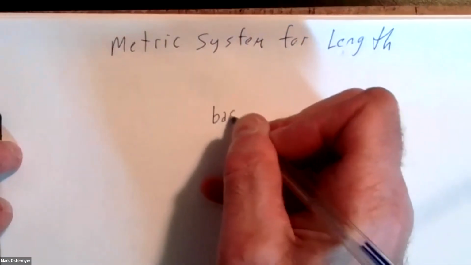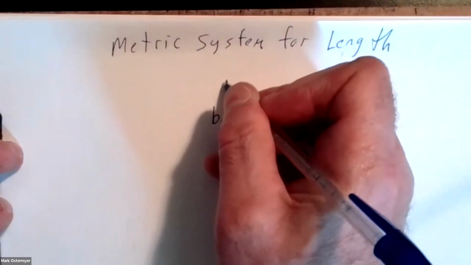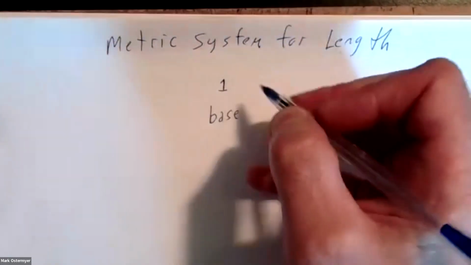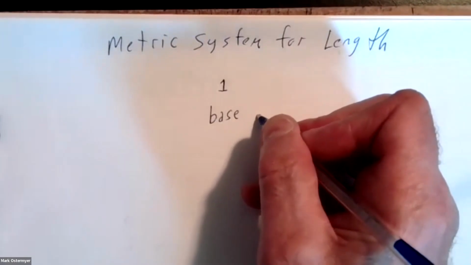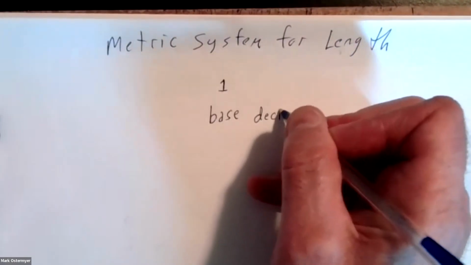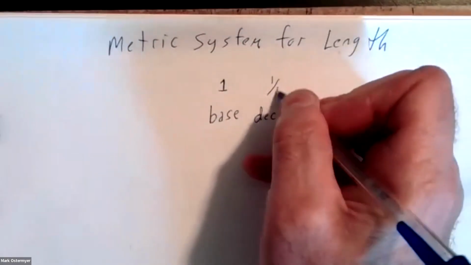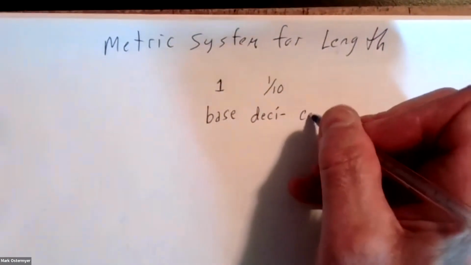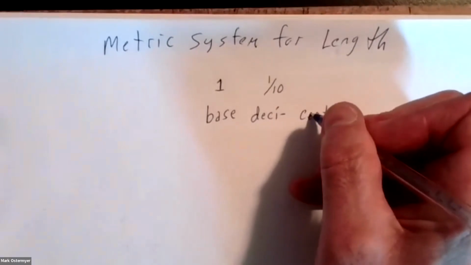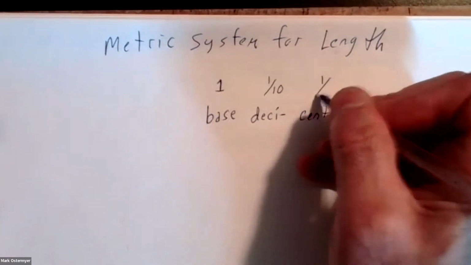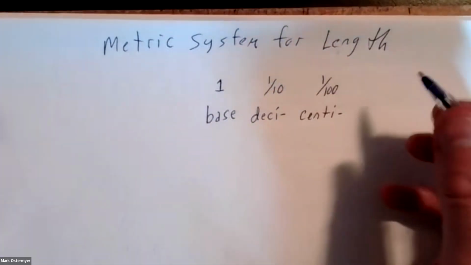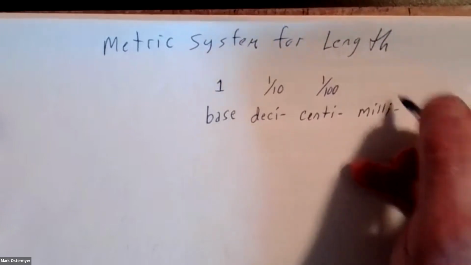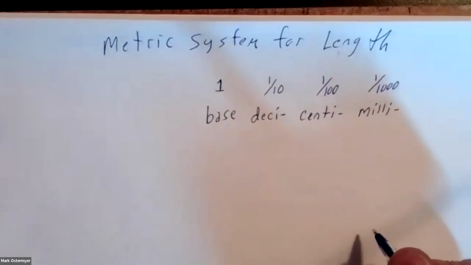We have what's called a base unit. A base unit is a magnitude of 1, or has a measure of 1 base unit. 10 times smaller than a base unit is called a deci unit. Deci, that's the prefix. It's 1/10 the size of a base unit. 100 times smaller than a base unit is called a centi unit. The prefix is centi. It's 1/100th the size of a base unit. 1,000 times smaller than a base unit is called a milli unit. Milli. It's 1/1,000th the size of a base unit.